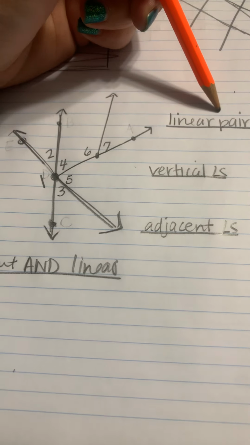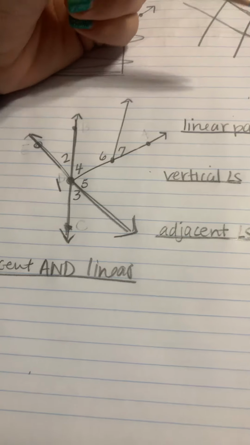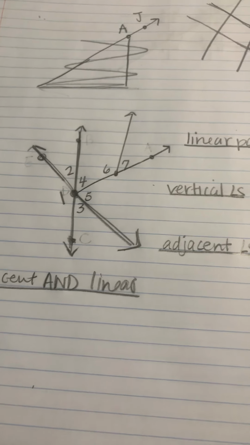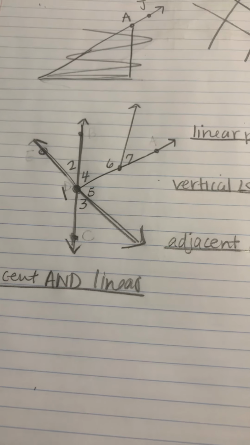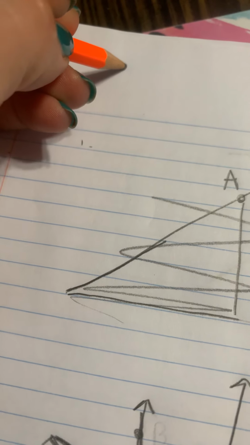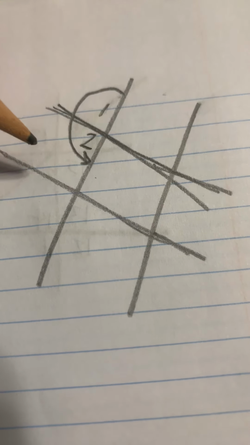For linear pair angles, those are the angles that form a straight line. Now it means it's only two angles that together would equal 180 degrees. So you'd be looking for something like, well, I'll go over here to like a tic-tac-toe board. Like this angle, angle 1 and angle 2. Together, they make that straight line, which would be a total of 180 degrees. So that's what a linear pair is.